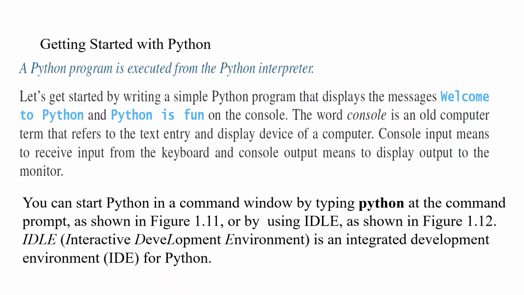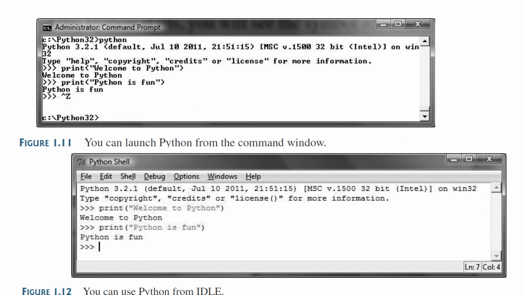Suppose you want to display a message, welcome to Python, and some other messages like Python is fun, on the console. The word console is an old computer term that refers to the text entry and display device of a computer. Console input means to receive input from the keyboard, and console output means to display the output to the monitor. The following diagram shows the Python command line window.